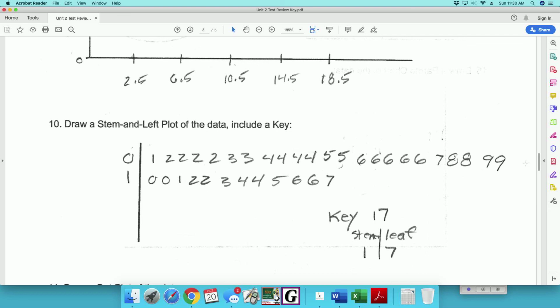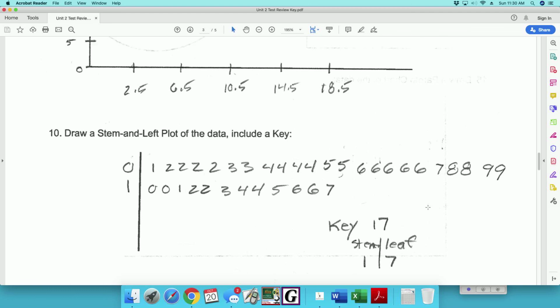All right, the next is a stem and leaf. This word "left" is supposed to be "leaf." Plot of the data. We only have 1s places and 10s places. So you may not have the same for the test, but over here are the 10s places, and then you have all the leaves. So here's my key.